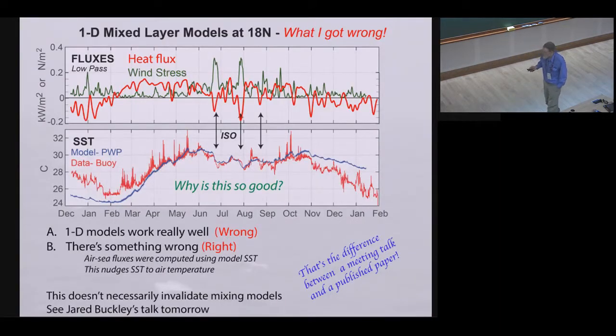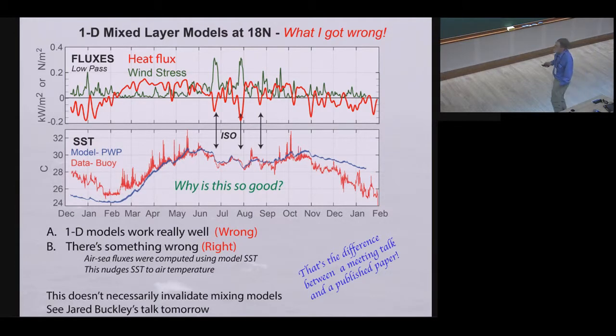So, first of all, I have to do a mea culpa. Many of you have seen this figure before. This was a figure from the Woods Hole mooring, a year-long record. SST is in reddish color here, and the blue is a year-long record run from the PWP mixed layer model, which remarkably well tracks the monsoon.